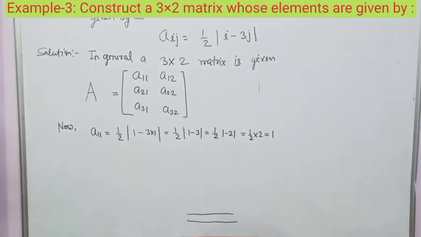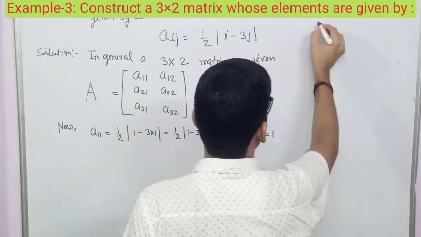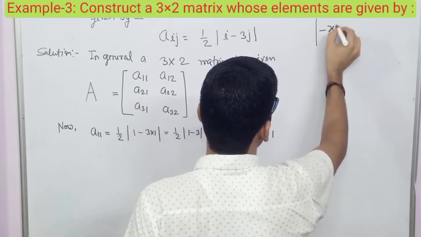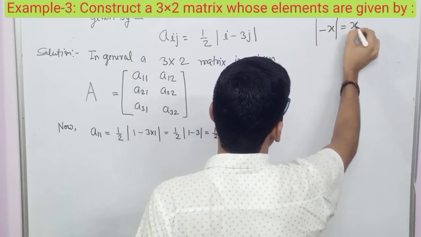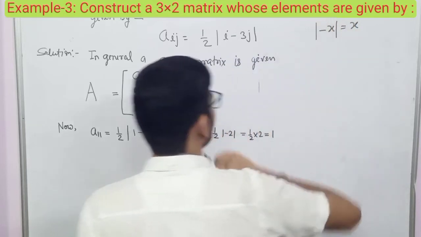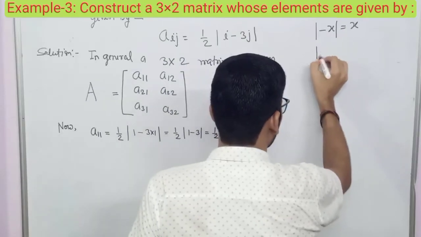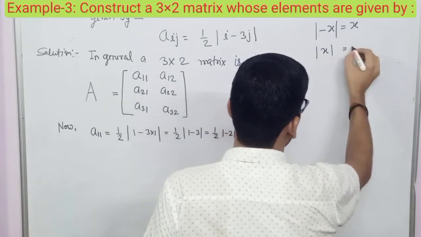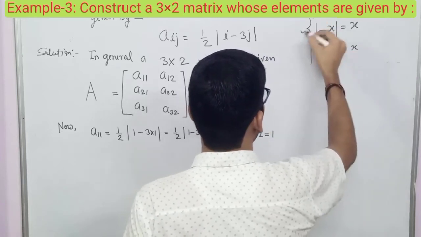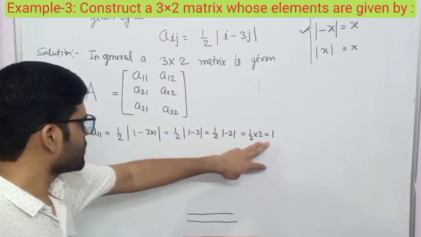We have found it from here. One thing to note here: this modulus, for any number, if it is negative, it becomes positive. If a negative number is in modulus, the value is positive, and if positive, it will be positive. Here we use this formula because of minus 2 modulus, so here we write 2.